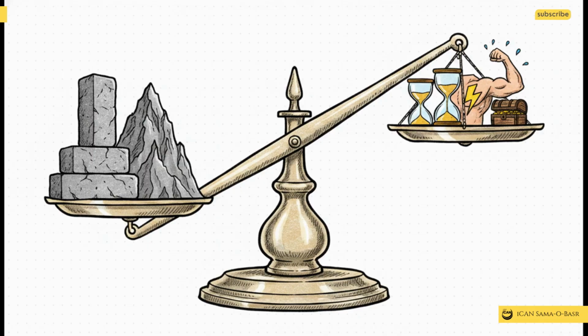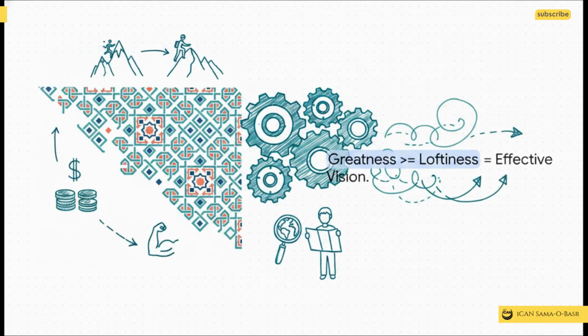And on the flip side, we have greatness, what you are actually demonstrably willing to give up in terms of your time, your energy, and your resources. So here is the exact formula that dictates your success. Your greatness must be greater than or equal to the loftiness. If your vision demands a staggering level of risk, effort, and financial cost, and your personal willingness to sacrifice meets or exceeds that massive demand, then boom, you have a highly effective, actionable vision. The gears lock together and real forward momentum finally begins.